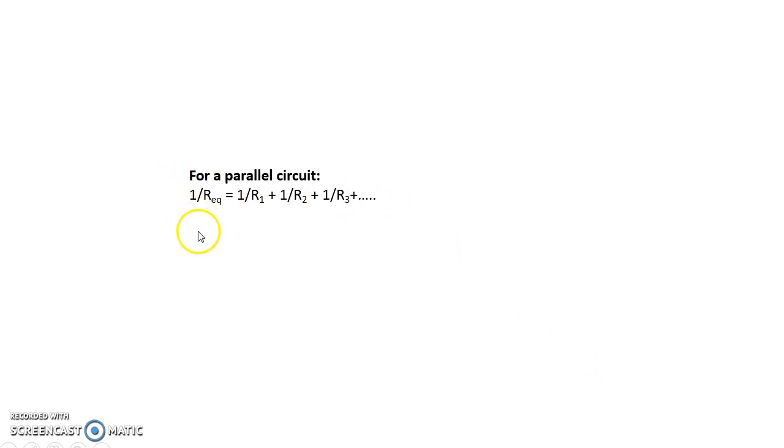Okay, so for a parallel circuit, this is really different. This is a much more complicated equation for the REQ. And what you do is you take the reciprocal of all of the resistances, add those together, and that gives you the reciprocal of the REQ. We'll do some practice with this.